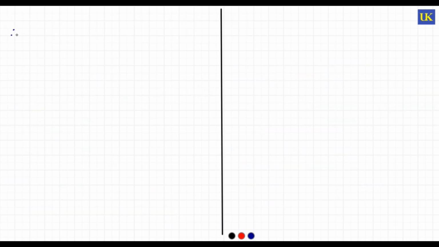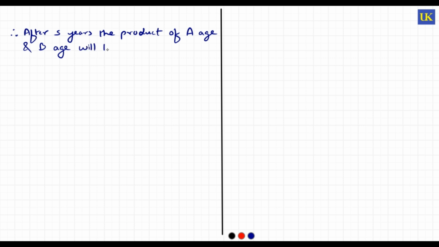So the answer is, after 5 years, the product of A's age and B's age will be 480. All right, so this is our answer.